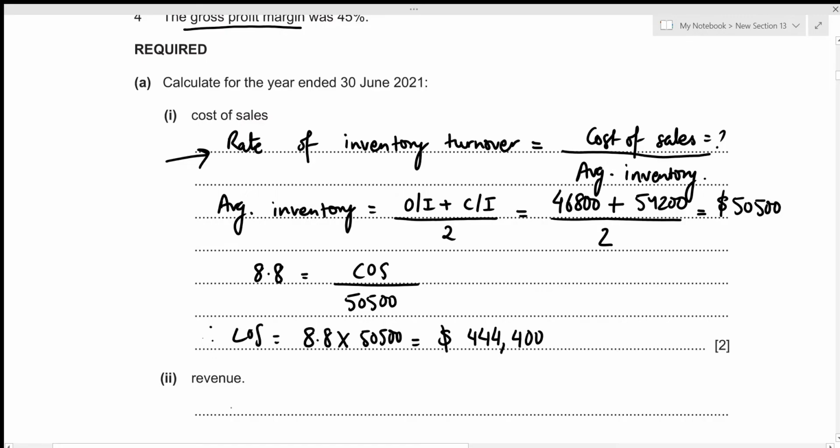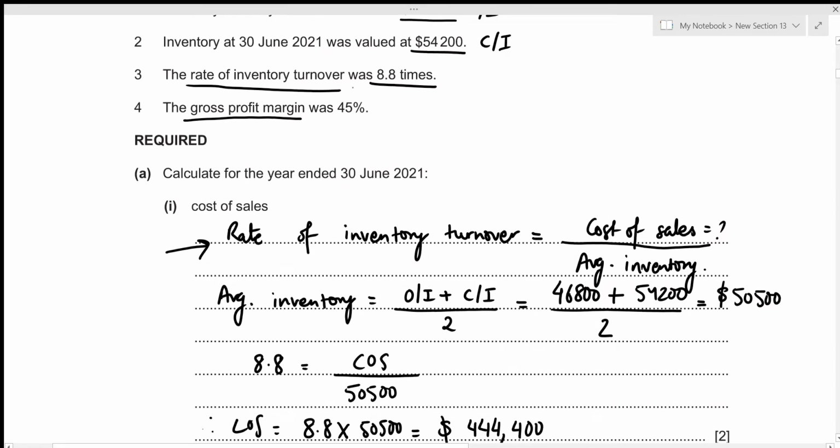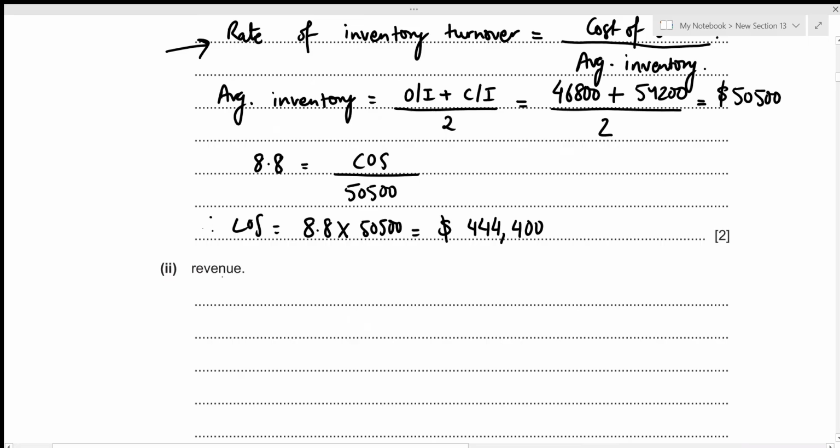Okay, now secondly, we need to figure out the revenue. So we already have the value for the cost of sales, and if we look at the given information, there's a fourth one, which gives the gross profit margin to be 45%. So what this means is that out of the total revenue, 45% is going to be gross profit, then the remaining 55% should be the cost of sales. So if we were to write it down in the form of an equation, then we can just say that 55% of revenue is cost of sales, right?